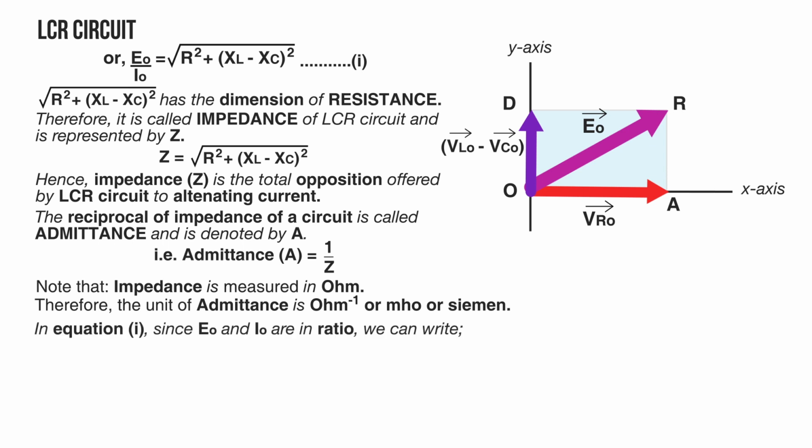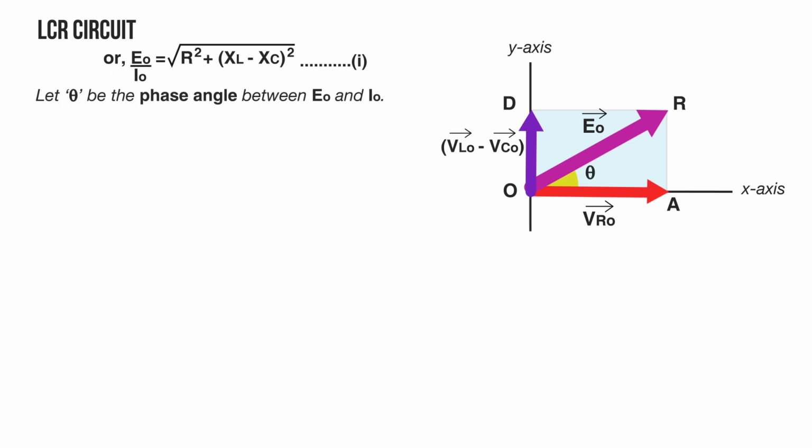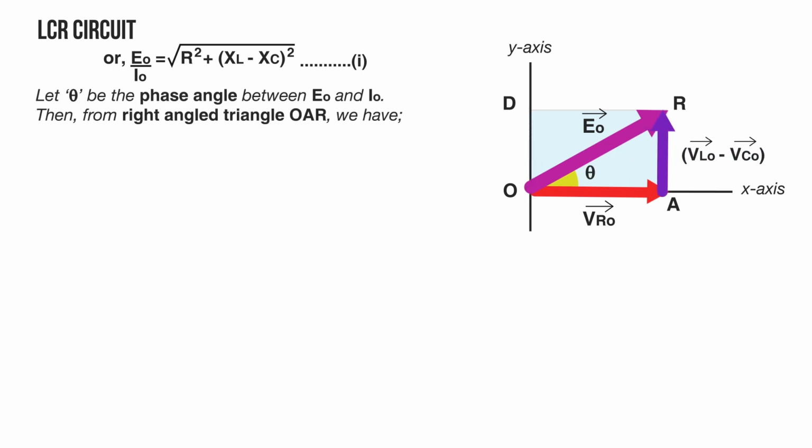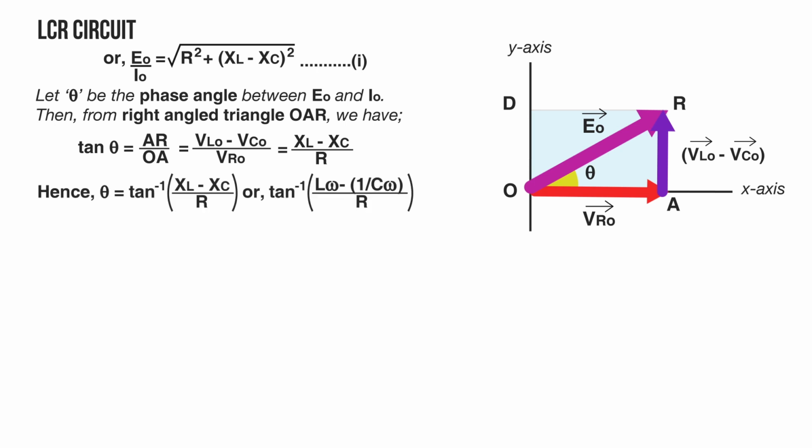Also, in equation 1, since E0 and I0 are in ratio, we can write RMS value of E divided by RMS value of I equals to E0 divided by I0 or under root R square plus XL minus XC whole square. Now, let theta be the phase angle between E0 and I0. Then, from right angle triangle OAR, we have tan theta equals to AR divided by OA, which gives us VL0 minus VC0 divided by VR0, which is equal to XL minus XC divided by R. Hence, theta equals to tan inverse XL minus XC divided by R, or tan inverse L omega minus 1 divided by C omega whole divided by R.